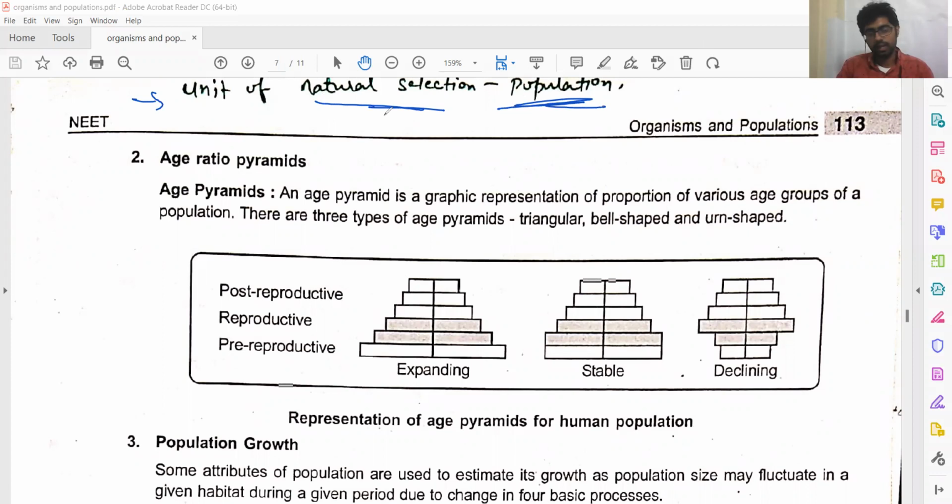This topic will not be asked in your CBSE examinations, and I guess neither in Bihar boards also. Okay, so this topic will be in NEET only. It is only for NEET.